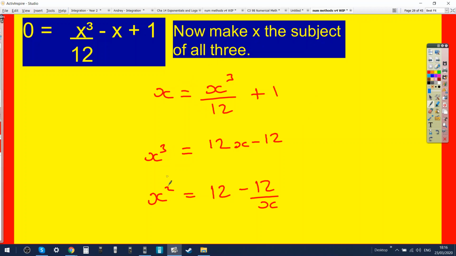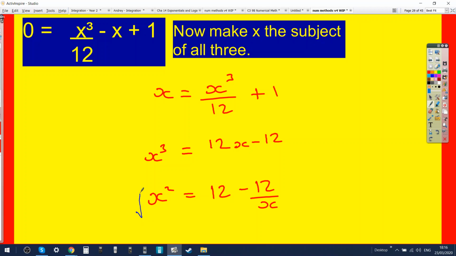Now make all three x equals. So how can you make the bottom two x equals? Then you rearrange to get x on the left. So there's a very direct way. Let's say the bottom one, to get x equals, how would you turn this into x? Divide by x.